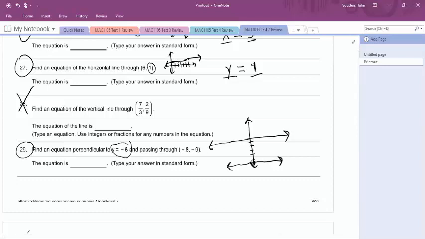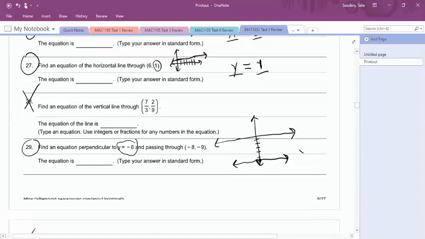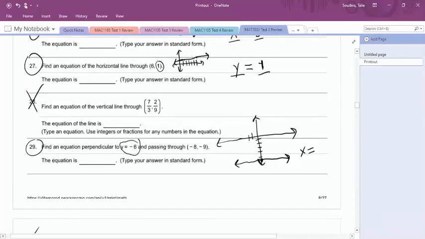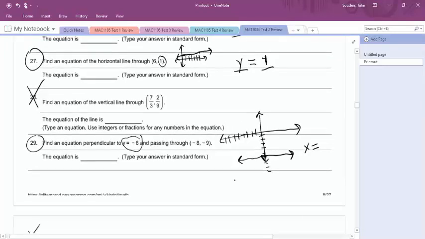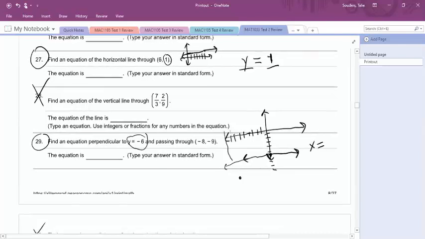What does a vertical line always have as its equation? An X. So you're going to have x equals, and then it needs to go through this other point, -8, -9. So it's going to be a vertical line that goes through that point. Because this one kept going. Geez, it shifted on me. Sorry about that. There's the line, I think. Did I count 8 correctly? Yeah.